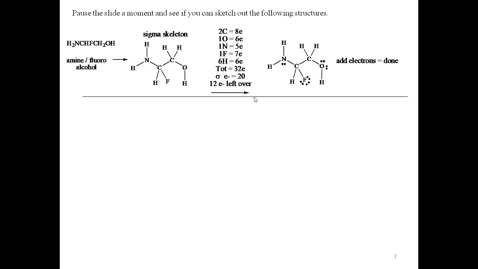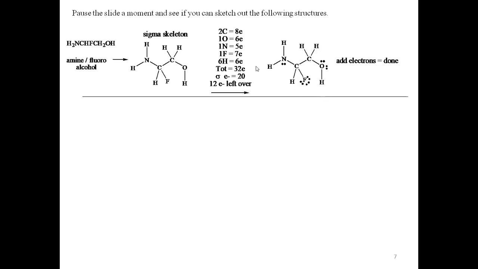Remember, we have 12 left over. I put in 2, 4, 6, and now the fluorine is full. I have a full octet. Then I go to the oxygen. I need 4 here, so I add in 2 more, so that's 10. And then I go to the nitrogen. I add in 2 more, and I ran out of electrons. And now everybody has an octet. This is a nice simple structure. You'll notice there's no pi bonds.